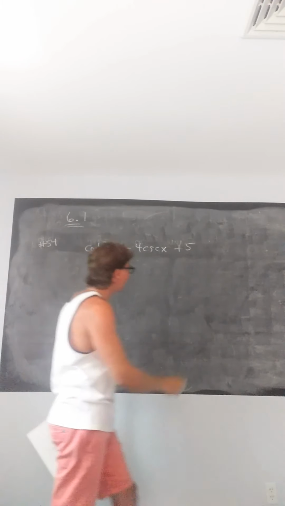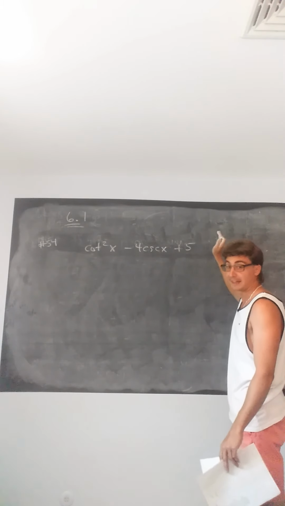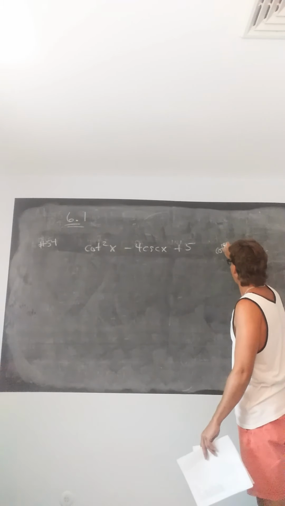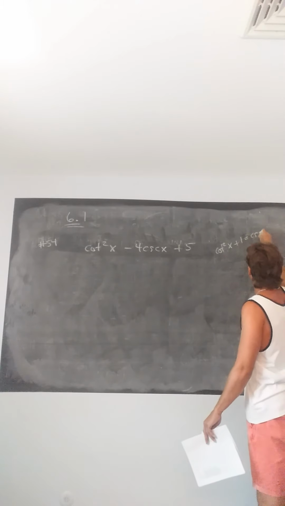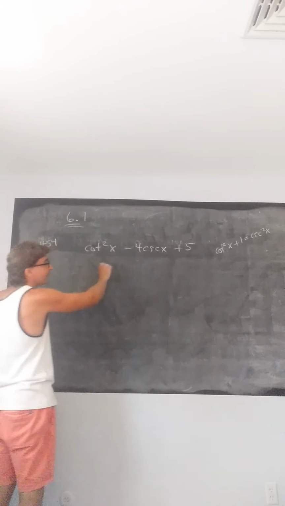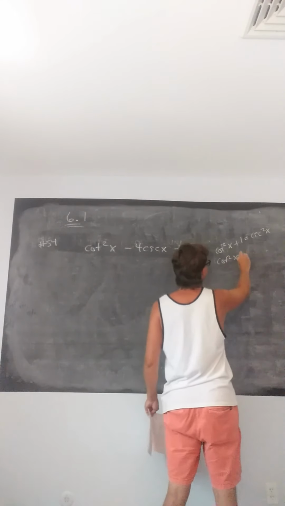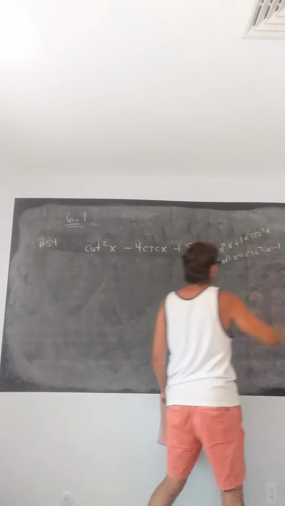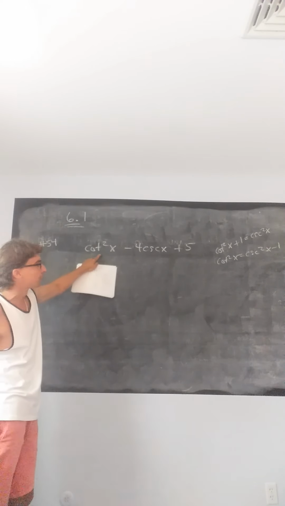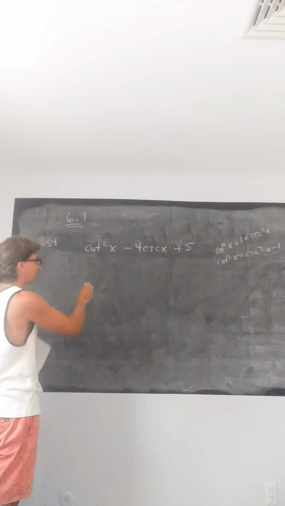And again, how do we do that? By knowing your identities. Again, not to beat a dead horse, but the identities are crucial for trig. So what do we have as an identity? Well, we have cotangent squared x plus 1 is cosecant squared x. That means cotangent squared x equals cosecant squared x minus 1. So everywhere you see the cotangent squared x, we're going to substitute in cosecant squared x minus 1. All we did was alter the identity to get it to work.